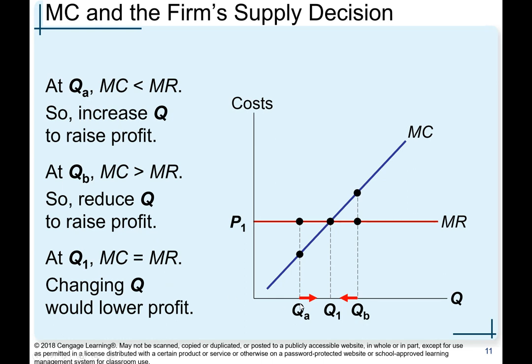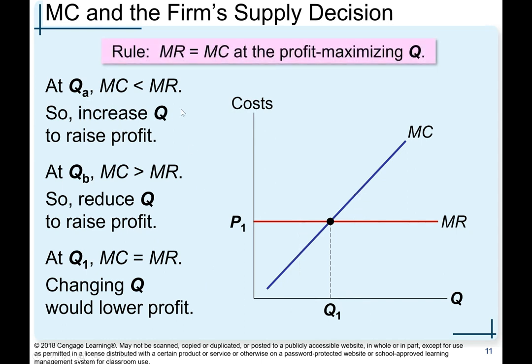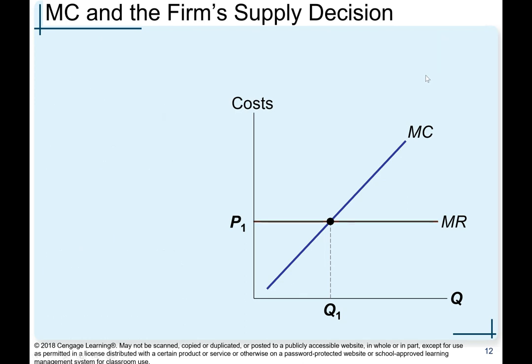Changing output, once you get to Q1, would lower the profit. Either way, whether you lower the output towards QA or you raise output towards QB, profit will go down. So the rule is marginal revenue equals marginal cost at the profit maximizing level of output.